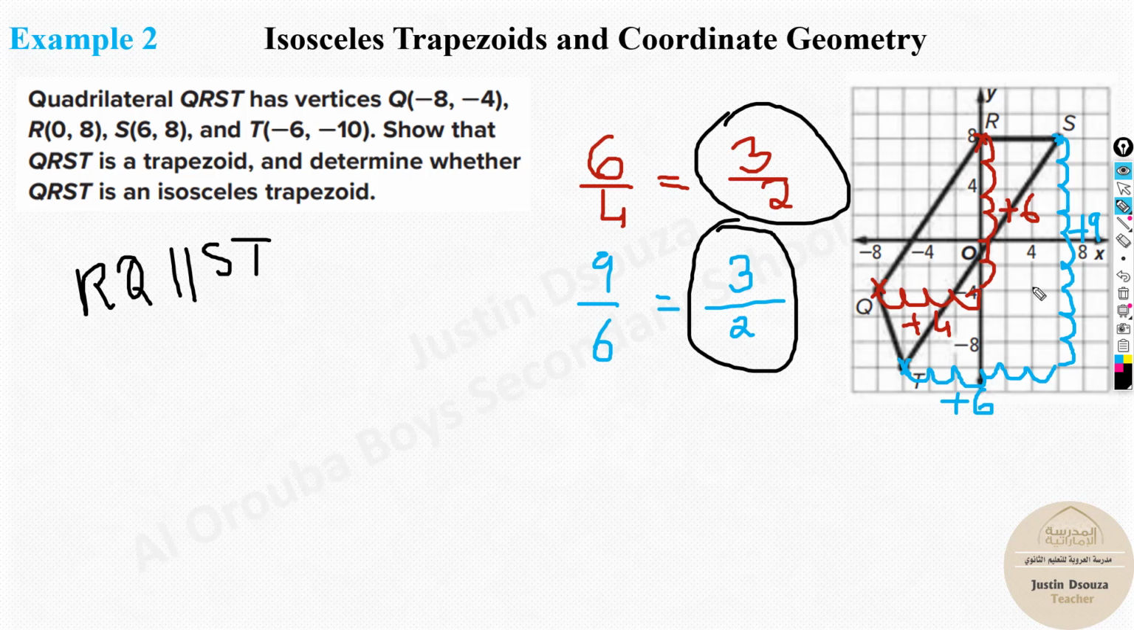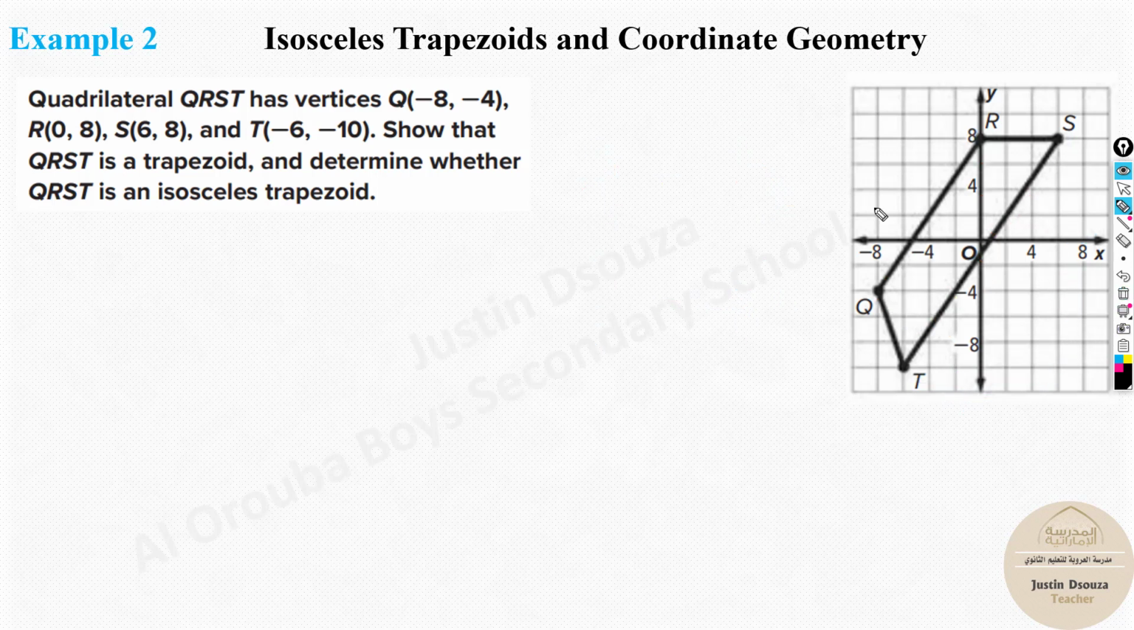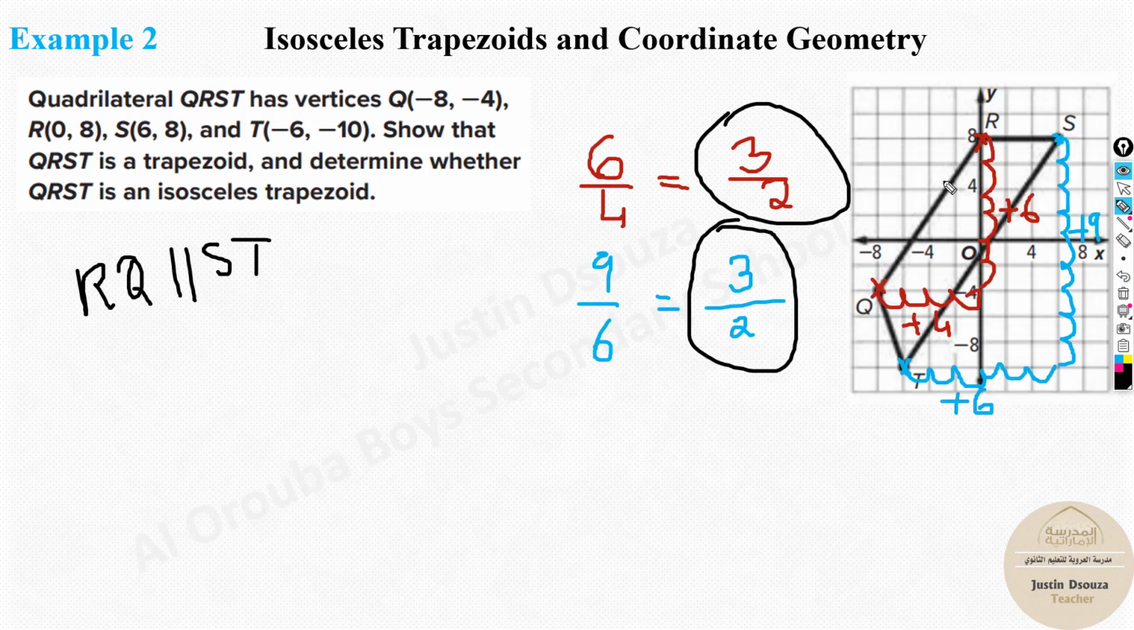Why? I'll just clear this for a minute. Why? Because not all the sides are parallel to each other. Only one pair of opposite sides are parallel, and the other two are not parallel. That is a trapezoid. Looking at this, you can say these both are not parallel. But anyways, as we did this, we will find out RS and QT. I hope this is clear.